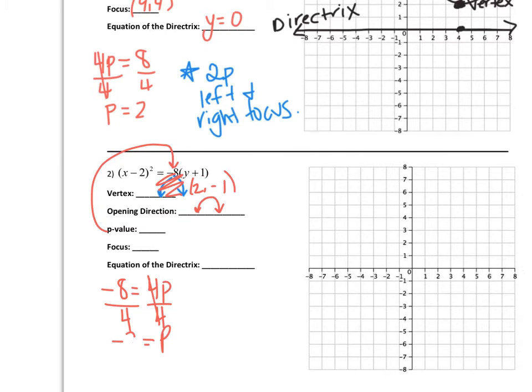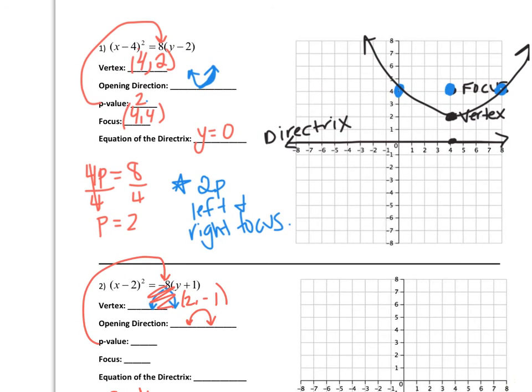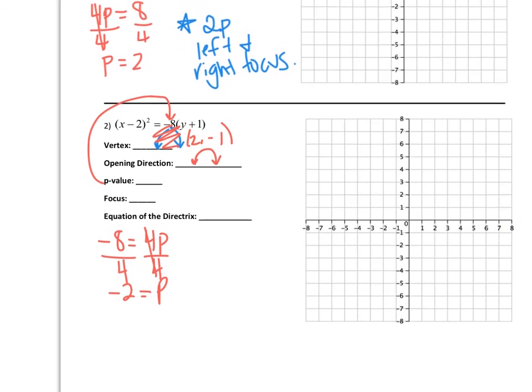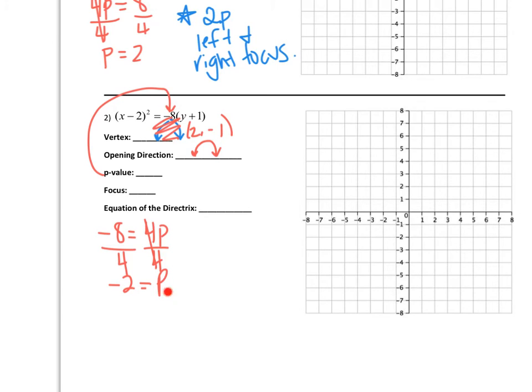And p is equal to negative 2. Now, we don't normally say that p is negative because p is always going to be a distance, right? P is a distance from the vertex to the focus or from the vertex to the directrix, right? This value here is p, so it's difficult to say that p is negative. But we can say that in this case here, p is still 2, and the opening of the parabola takes care of the negative, okay?